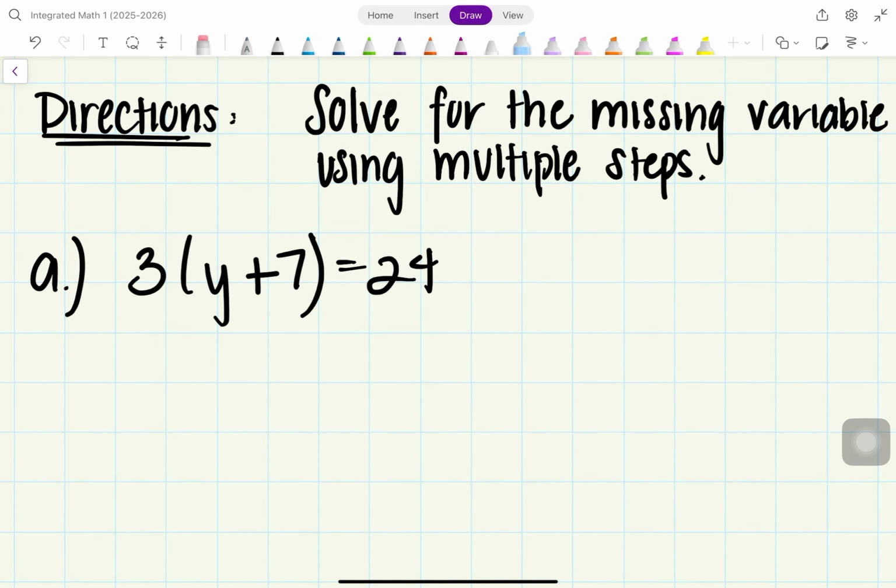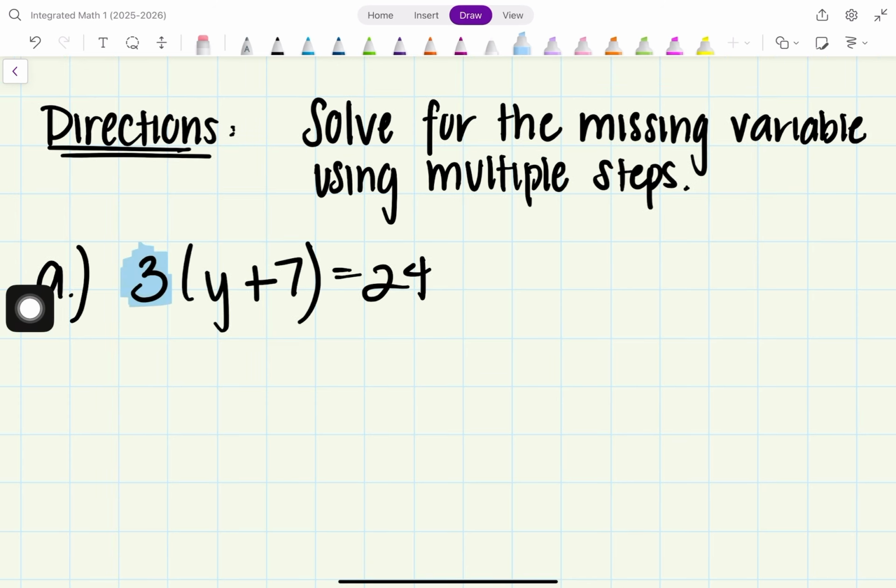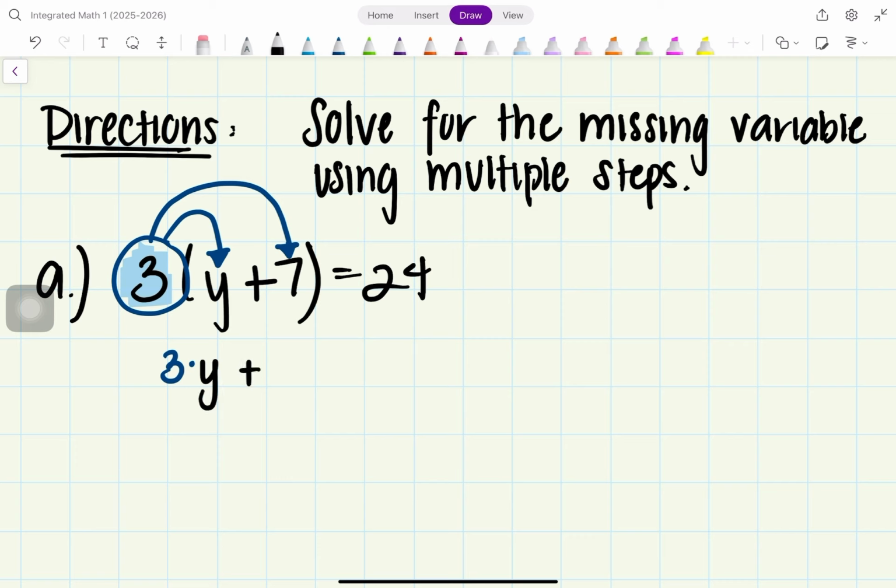And first example. Now this is very similar to what we had worked on previously. The only thing different is that we actually have to do some distribution here. Now when it comes to distribution, notice how we have a number on the outside of the parentheses, in this case the 3. So I'm going to grab that 3 and multiply it inside of the parentheses. That would give me 3 times y plus 7 times 3. Notice once again, the 3 is that number we have on the outside of the parentheses.